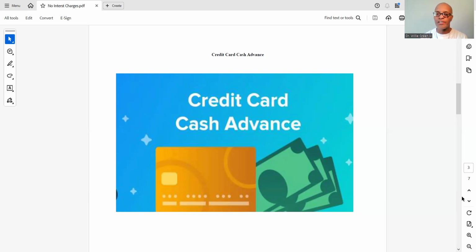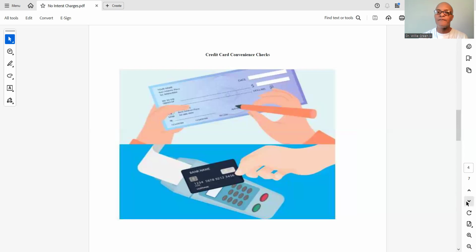Now, as I did some more research and reading, I then started using convenience checks. The convenience checks were about 2 to 3 points lower percentage wise than the cash advance. So I did that for 2 months.